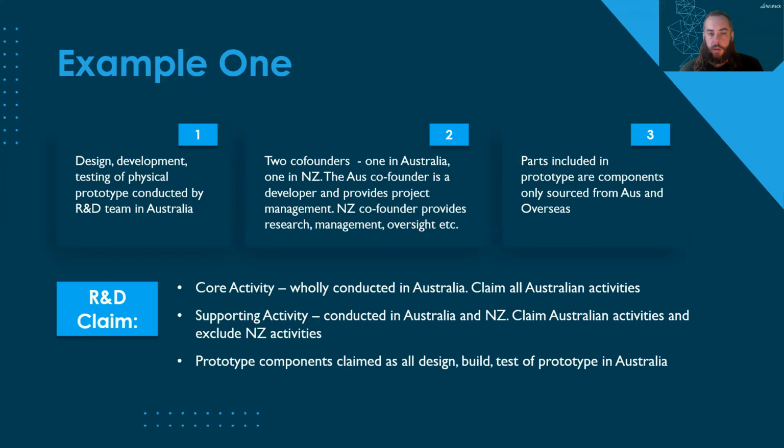For the supporting activity, there would be supporting activity that has been conducted in Australia and also in New Zealand. But you'd be able to claim the supporting activity conducted by the Australian co-founder, who is located in Australia. The project management, oversight, etc., that the New Zealand founder provides would be ineligible because it's an overseas activity, so you exclude that. Importantly, you still have that core R&D activity being conducted in Australia. And then the cost of those prototype components, if that's all shipped to Australia, built and tested in Australia, then you'd be able to claim that.